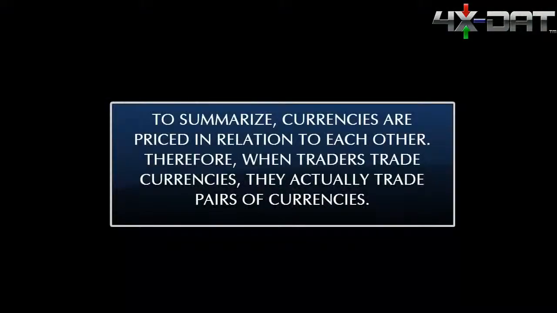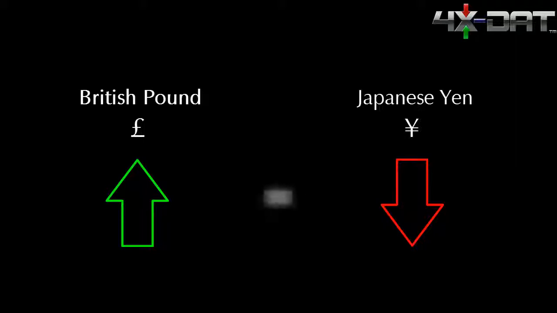So you see, the way a currency is priced is in relation to another currency. Therefore, when traders trade currencies, they're trading a currency pair, or more simply, they're betting that one currency will increase or decrease in value in comparison with another currency. So, for instance, let's say we were considering trading the British pound against the Japanese yen. If the pound were to increase in price, then the yen would be decreasing in price by exactly the same amount, and vice versa.